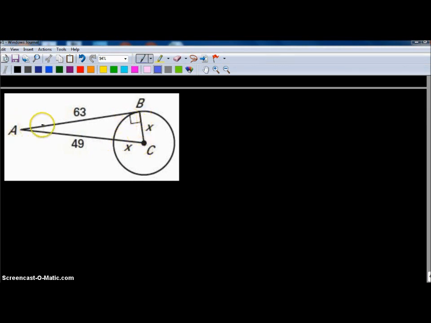But AB is a tangent because it is a line that's going to touch the circle only one time. AC is the other line coming in and out of the circle, and it makes a right triangle. So this, I'm telling you, this is the radius. BC is the radius. We can do Pythagorean theorem, which would be A squared plus B squared equals C squared.